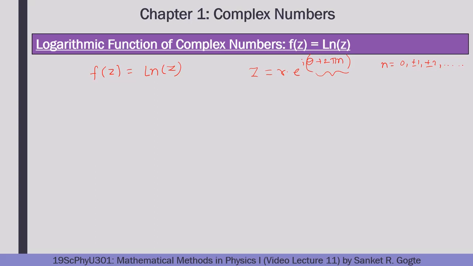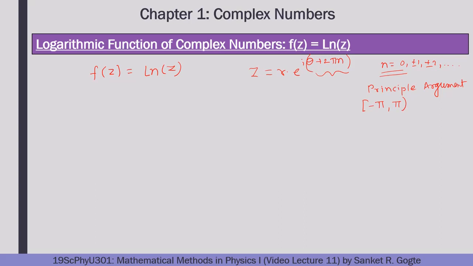Note here that when n is equal to 0, that argument is called the principal value of the argument. So for n equal to 0, that theta is called the principal argument. For our conventions, this principal argument lies in this range, in this half open interval.